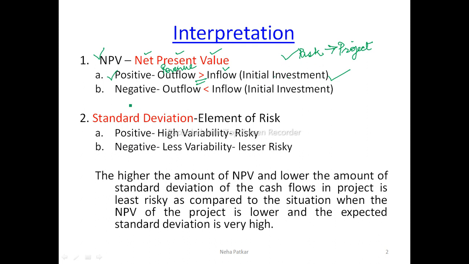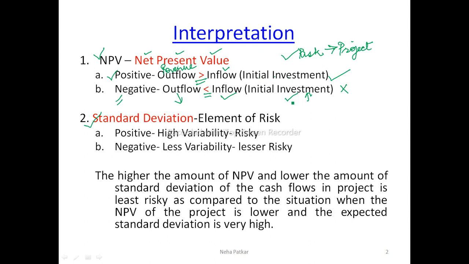On the other hand, if it is negative, this means that outflow is less than inflow. The amount we have invested is greater as compared to the revenue. So we will not take this project. We will not invest in this particular project. Okay. The second parameter is standard deviation.